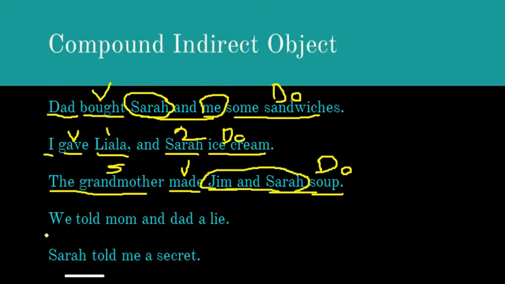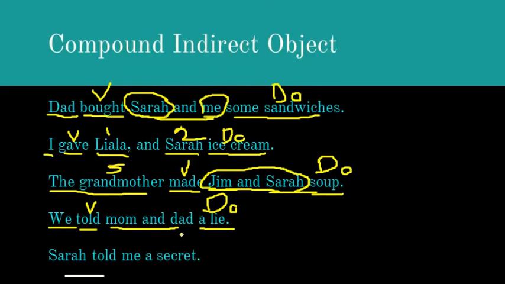One more example. We told mom and dad a lie. Now in this sentence, pronoun we is subject. Now we have to find action verb. Told is action verb. Told what? A lie. Therefore, a lie is direct object. Now who receives the lie? Mom and dad. So mom and dad is compound indirect object.